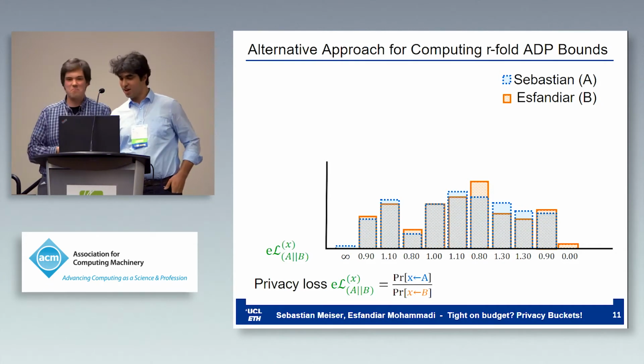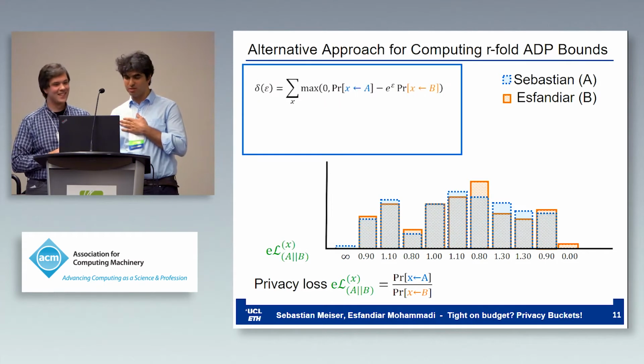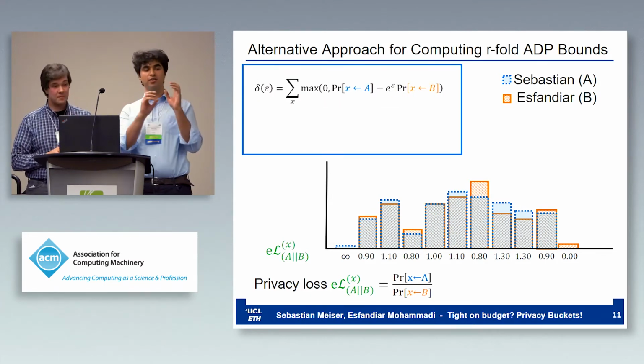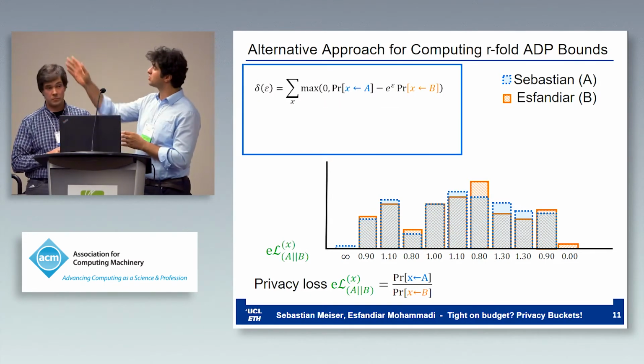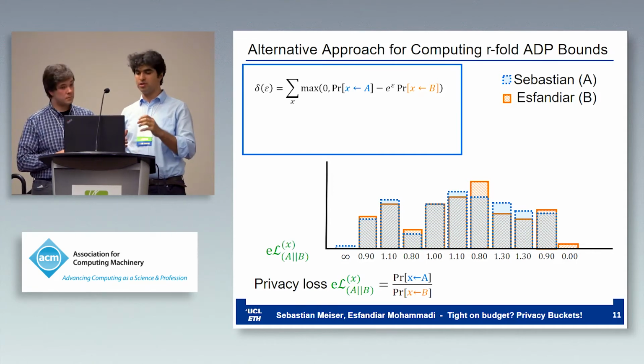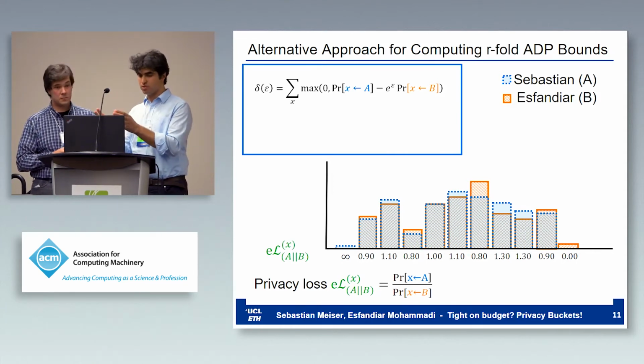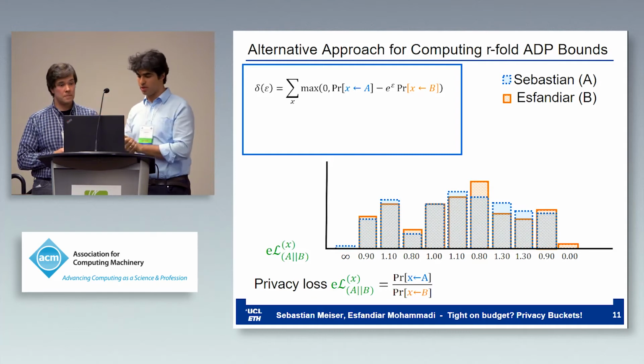That's awesome. Okay, and let's do the math actually. The red areas that I showed you correspond to this formula that we have here: the probability that Sebastian watches a certain channel minus e^epsilon times the probability that I watch a certain channel.